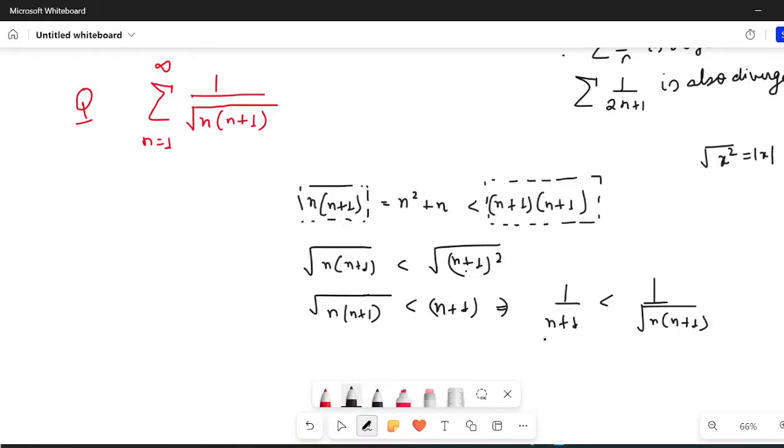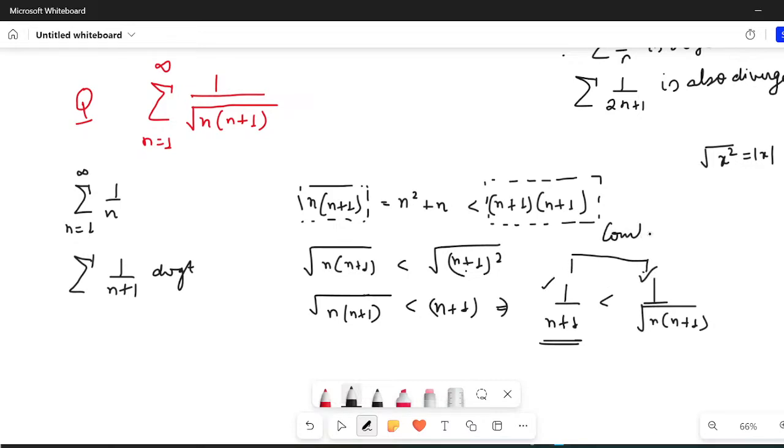Now, this is the harmonic series only: the summation 1 upon n plus 1 would be a divergent series, because we know that summation 1 upon n is divergent. What is the difference between the two series? If I start from 1 to infinity, I write 1 plus 1 by 2 plus 1 by 3. Here I start from 1 by 2 plus 1 by 3 plus 1 by 4. Even if I remove one term, a divergent series is not going to become convergent. So since this is divergent, by the comparison test this is divergent.